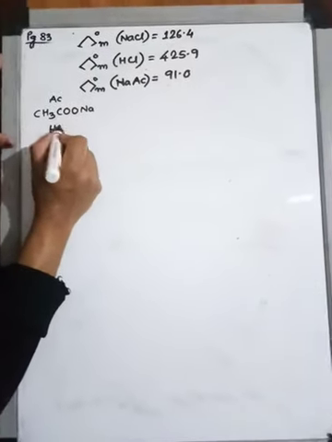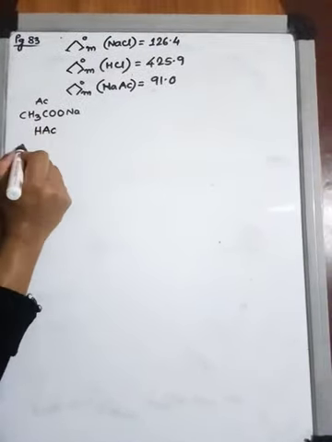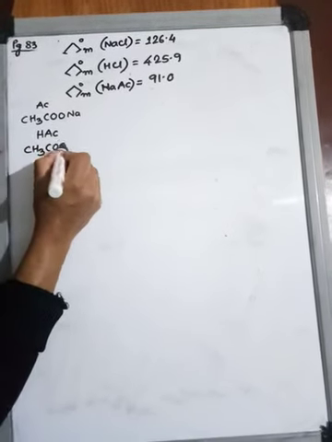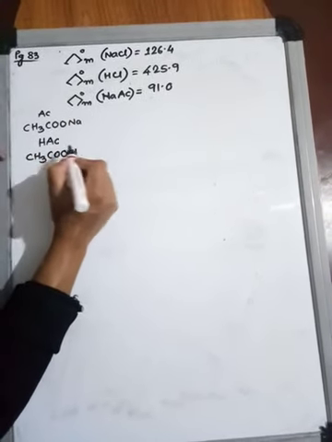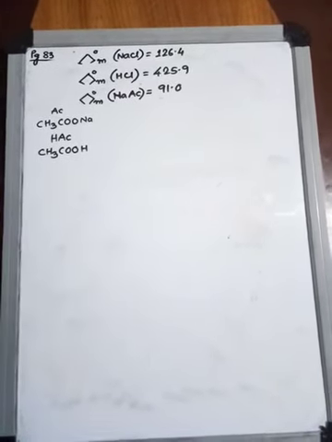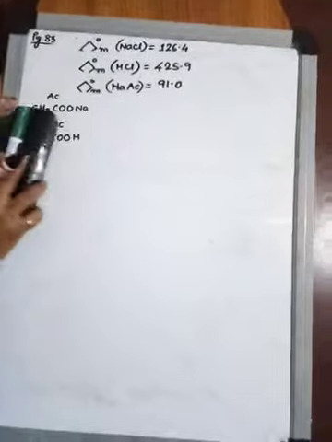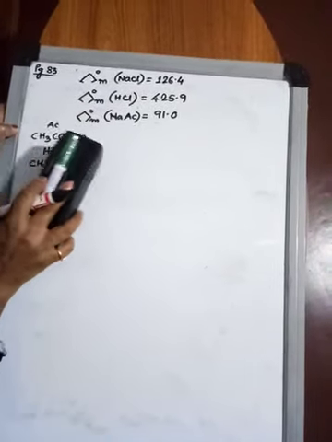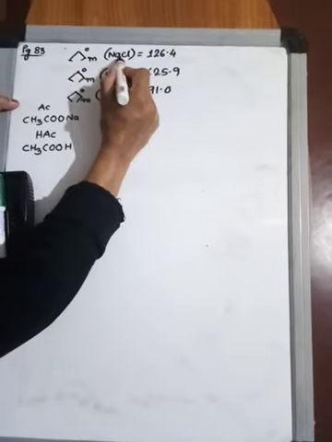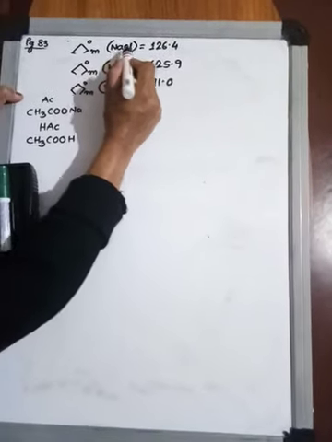You might see in the sum HAC is also written. So AC portion is CH3COO, and instead of Na we will write H. So that is the meaning of these two things. So NaAC means CH3COO Na. So if this will disintegrate, what are the ions we are getting? Na plus and Cl minus.